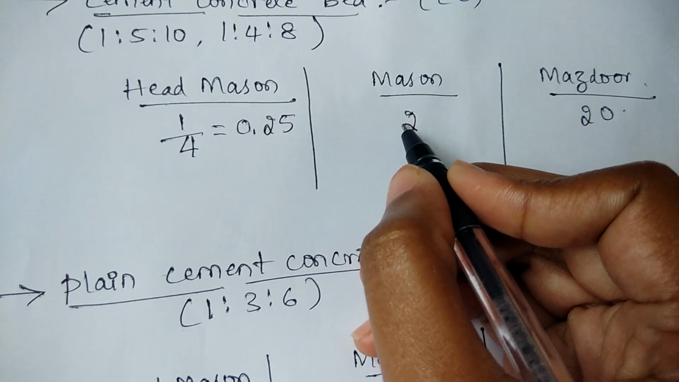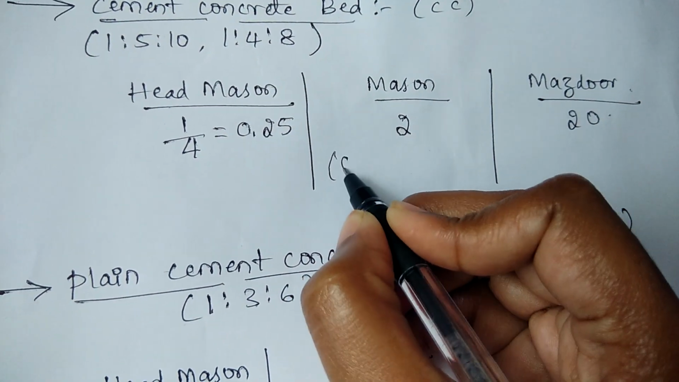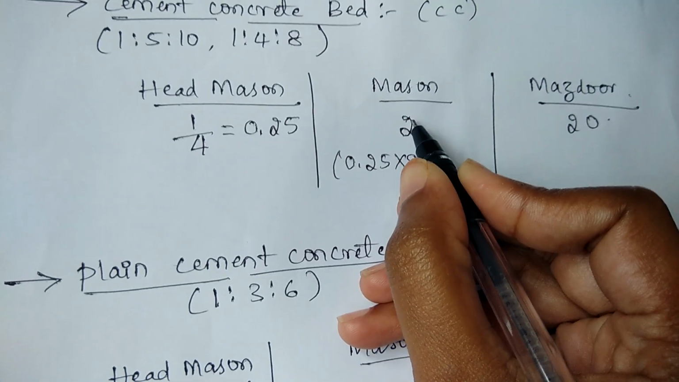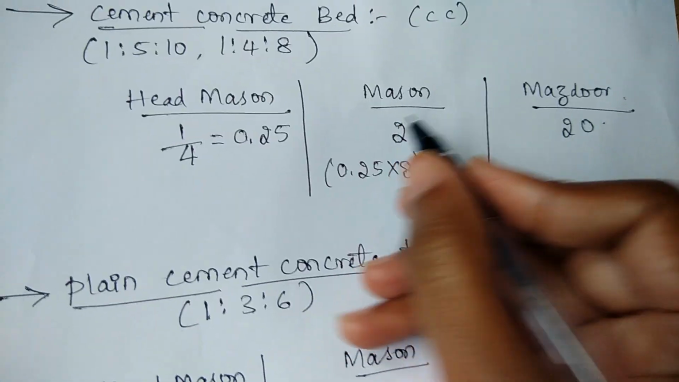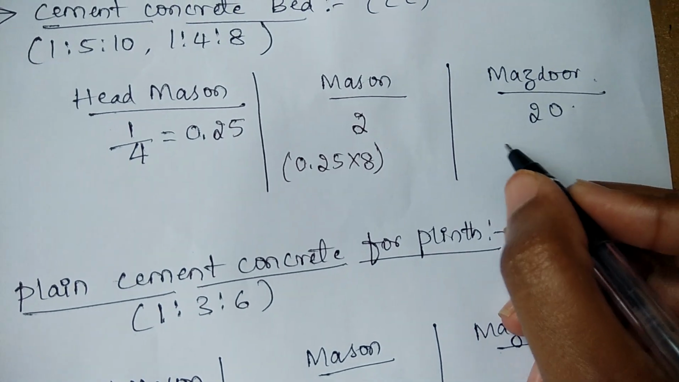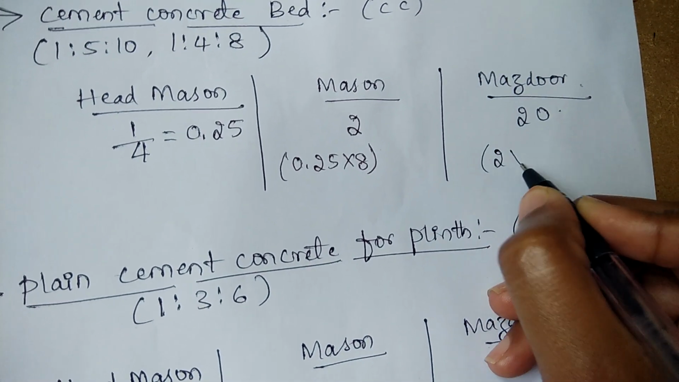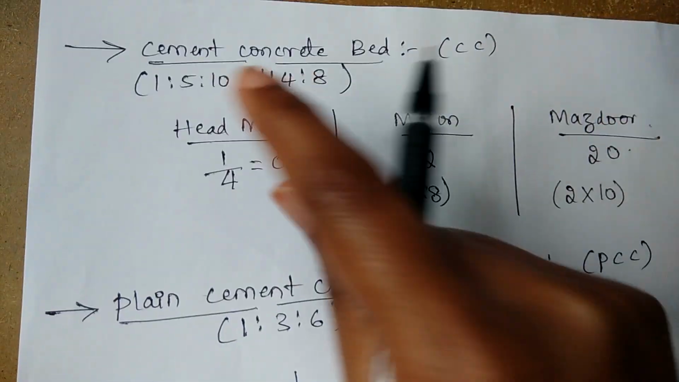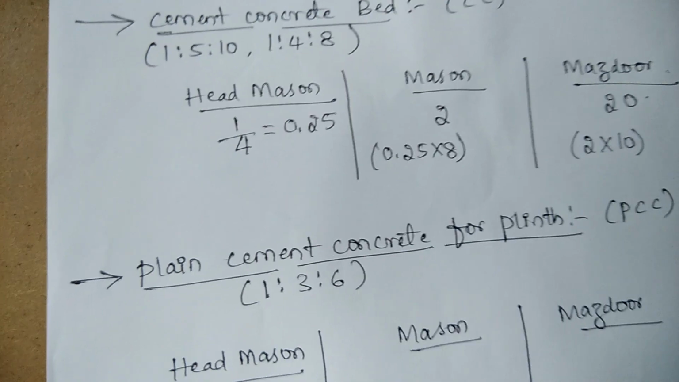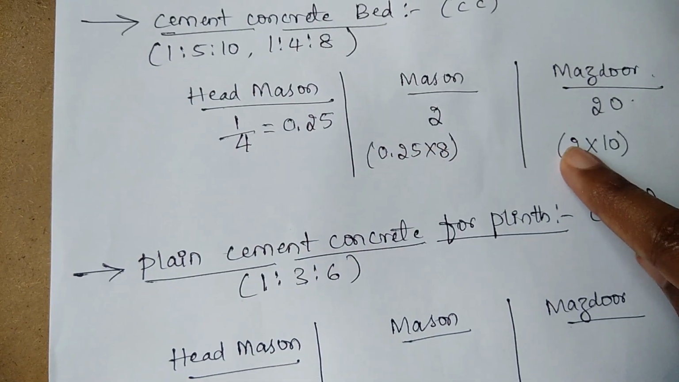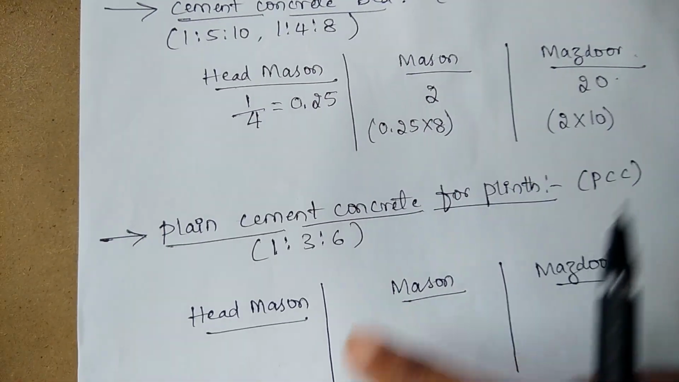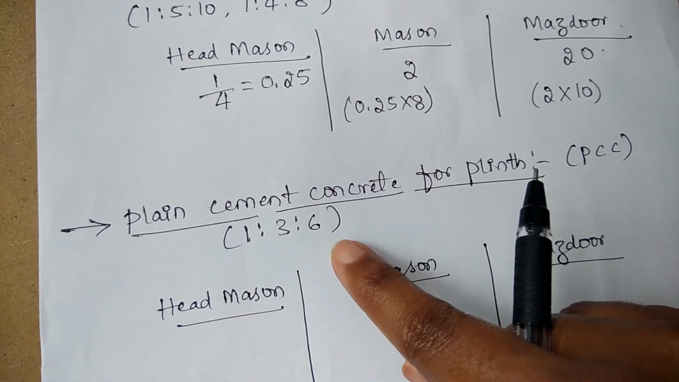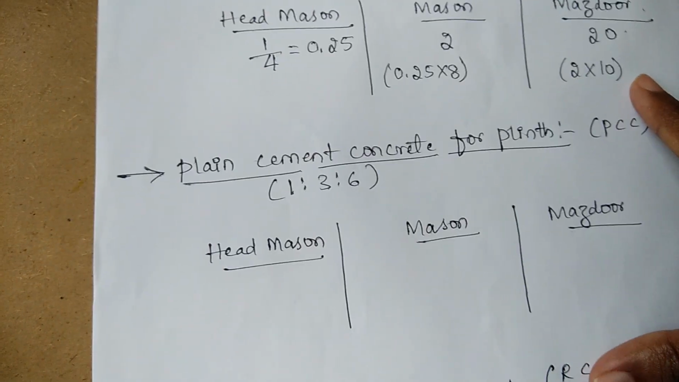For finding the quantity of mason, you need to multiply your head mason value with 8 numbers. You will be getting a value which is equal to 2. Similarly, for finding the quantity of Mazdoor, the quantity of mason has to be multiplied with 10 times for getting the quantity of Mazdoor for CC bed. Now let us keep this as our reference. From this reference data, I will be finding the plain cement concrete for a proportion of 1:3:6. So let us start doing this.